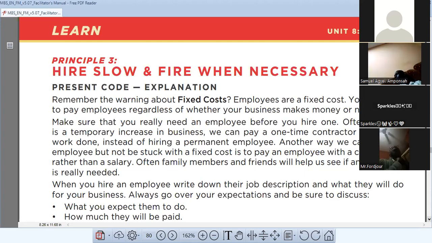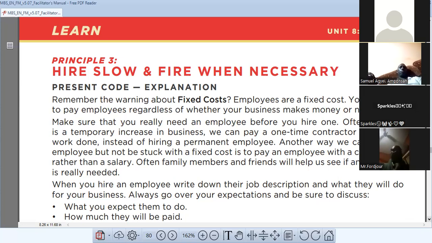But once you employ somebody on a permanent basis, that means that person has to be paid. Whether you make money or you don't make money at the end of the month, you must pay that person. So it also went on to say, often family members and friends will help us if an employee is really needed. Okay, so this is subject to debate. Some people don't believe in hiring their family members to work for them, for whatever reasons. So it depends on how you feel about it.